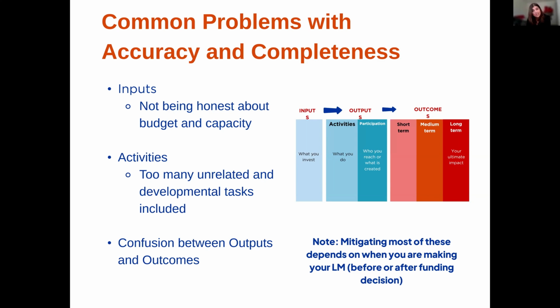So if I say I'm hosting a training, that is the activity. The output is the number of people that came to that training, and my actual outcome is probably something like knowledge, attitudes, or behavior, depending on the length of the grant I'm looking at.